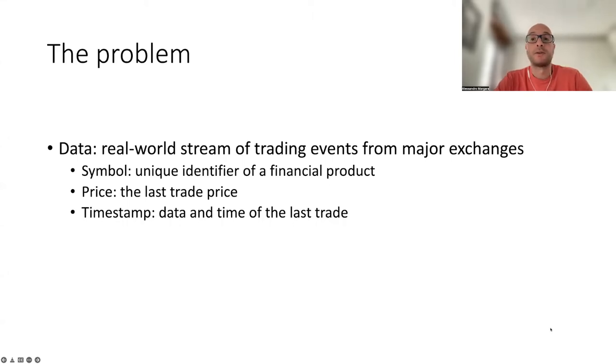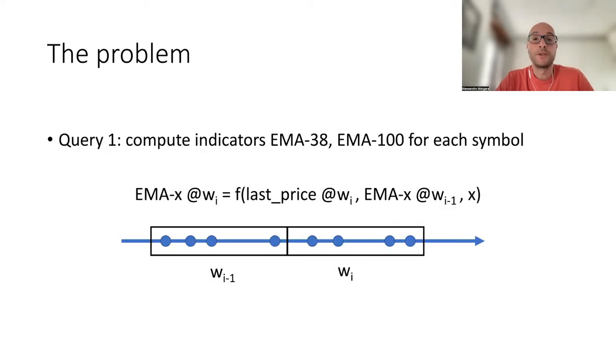So first, let me quickly recall the Grand Challenge problem. Teams were given a real-world dataset with millions of trading events coming from major exchanges, and each event includes a symbol, a price, and a timestamp. The first query requires computing two quantitative indicators, exponential moving averages, or EMA 38 and 100, over windows of 5 minutes. The EMA of X on a window Wi is defined recursively as a function that takes the last price in the current window, the previous EMA, the one in the previous window, and the value X. So for each symbol, we need the EMA of the previous window to compute the next one.